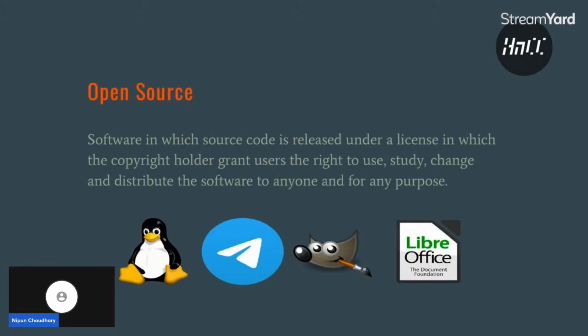So what is open source? Open source software is software in which source code is released under a license in which the copyright holder grants users the right to use, study, change, and distribute the software to anyone and for any purpose.